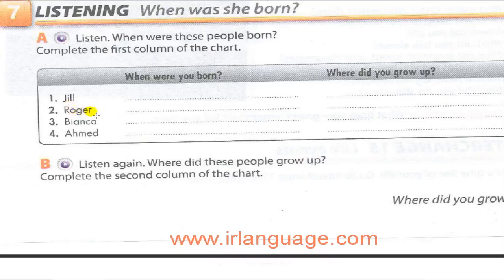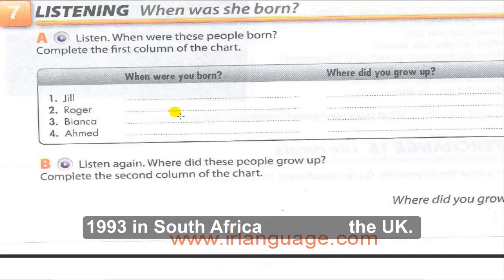Roger. When was he born? He was born in 1993. Where did he grow up? He grew up in the UK, the United Kingdom, England. Where was he born? He was born in South Africa. Why did he travel to the UK? He's a student. He will be a doctor. So when? 1993. Where? The UK.